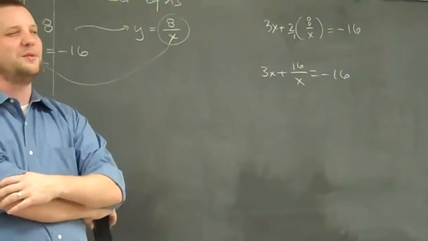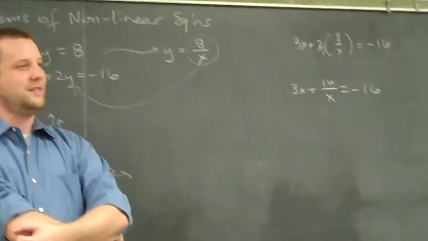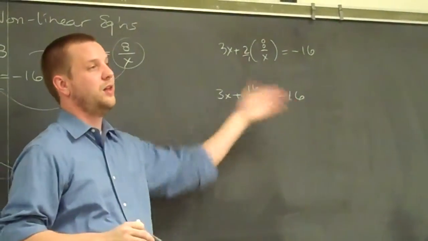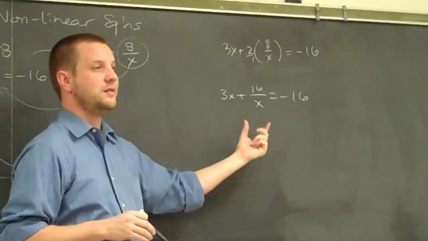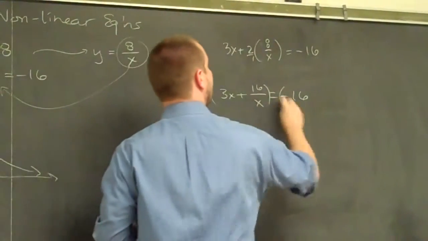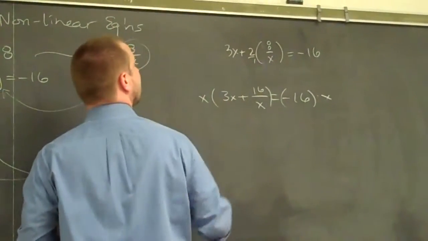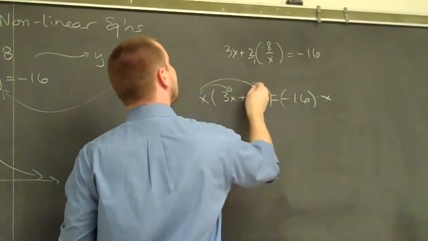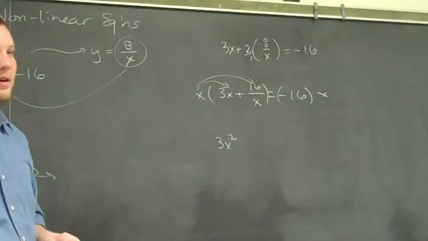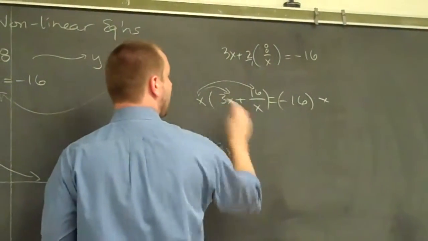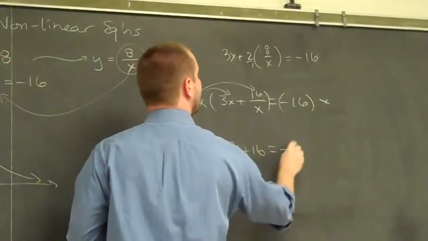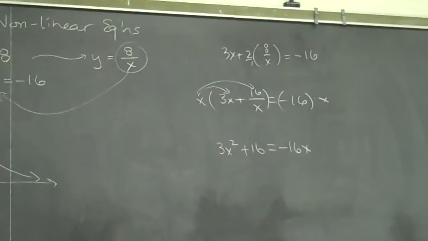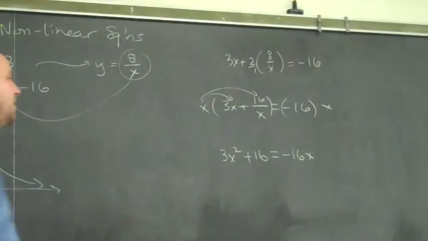We talked about it back in section 1.6. Yeah, clear fractions by multiplying through by whatever you're dividing by. I'm dividing by x. So I'm going to multiply both sides by x. So on the left, when I distribute, that's 3x squared. When I multiply those together, it's just 16. The dividing by and the multiplying by x cancel. And this equals negative 16x. And voila, you have a quadratic equation that you need to get in standard form.